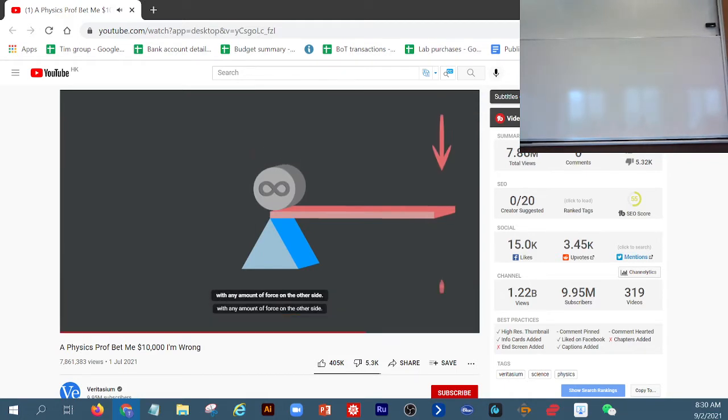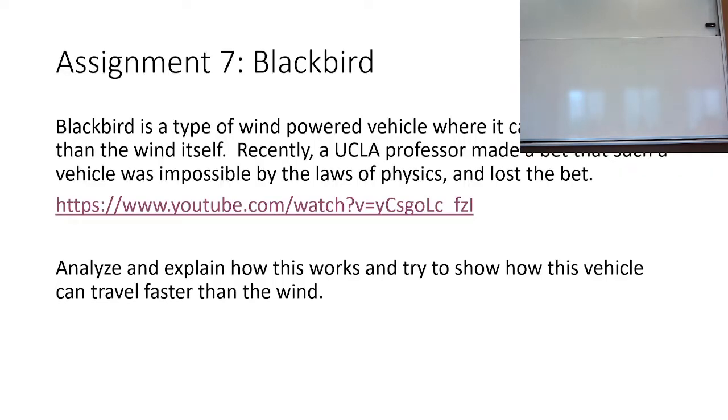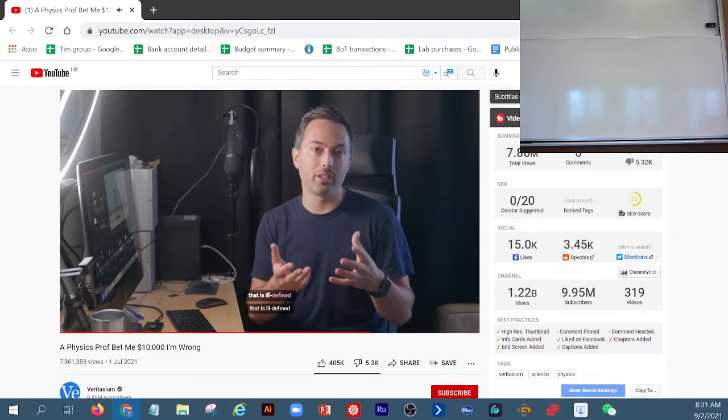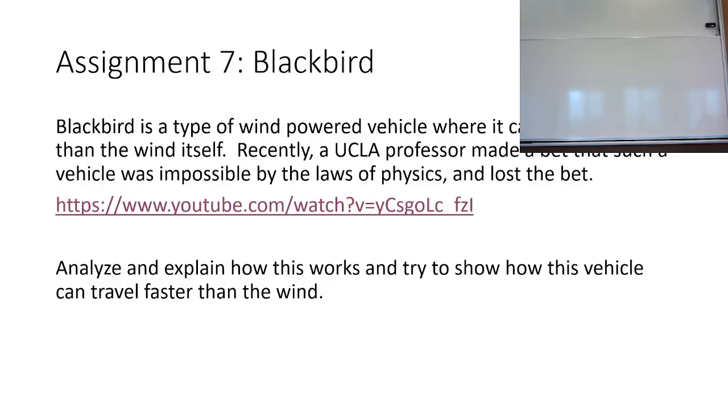Infinite weight with any amount of force on the other side. The catch is its displacement will be zero. Second of all, in practice, there is a propeller efficiency term that is ill-defined when the propeller is not moving through the air. Okay, so that's that one.